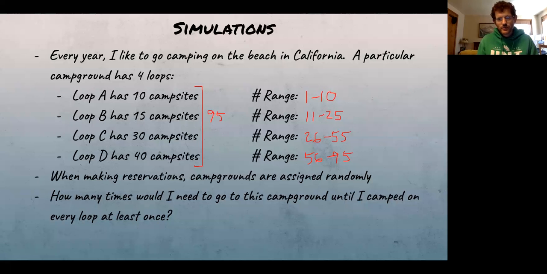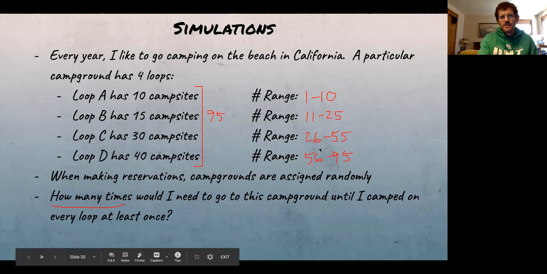So now this is where the calculator is probably the most useful tool. We could randomly generate a number 1 to 95. I'll start going through this real quick. We need to think about what the question is asking: how many times would I need to go to this campground until I camped on every loop at least once? I don't care individually what happens the first time I go. In this case, I rolled a 93. So that means I stayed in loop D.